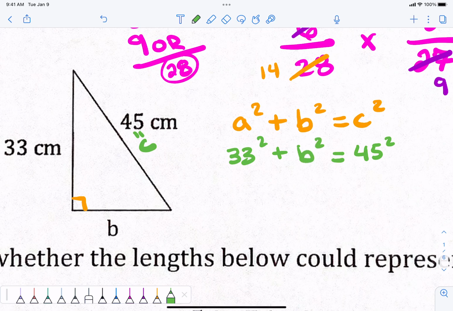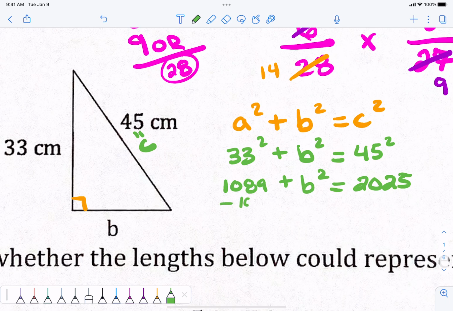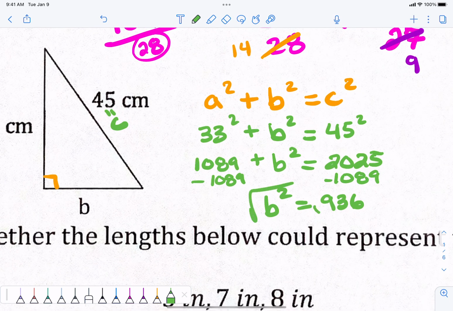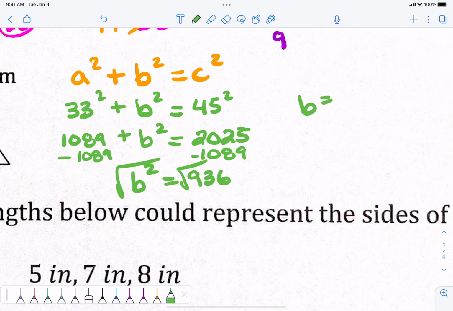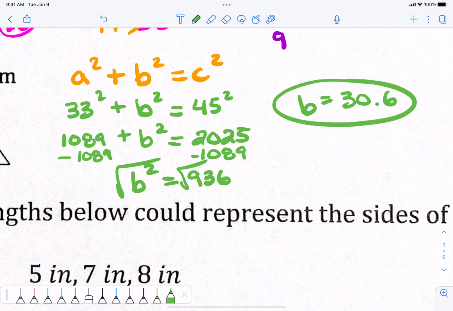33 squared is 1089. 45 squared is 2025. So 2025 equals 1089 plus B squared. Subtract the 1089 because of the 33 squared. So B squared will be equal to 936. Then we take the square root. B equals the square root of that, which is about 30.6. That's what B is.